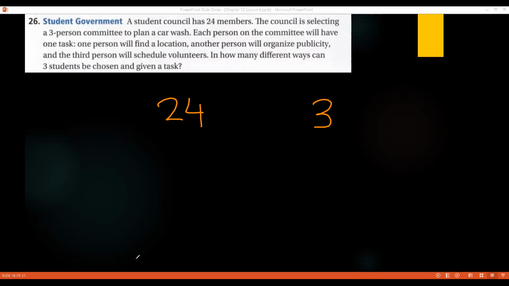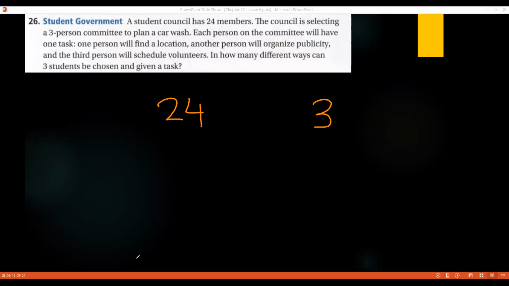So that means I'm talking about permutation or combination. I will not use the counting method. Now, I want to decide whether to use permutation or combination. Let's see. Each person on the committee will have one task. One person will find a location. Another person will organize publicity. And the third person will schedule volunteers. In how many different ways can the 3 students be chosen and given a task?